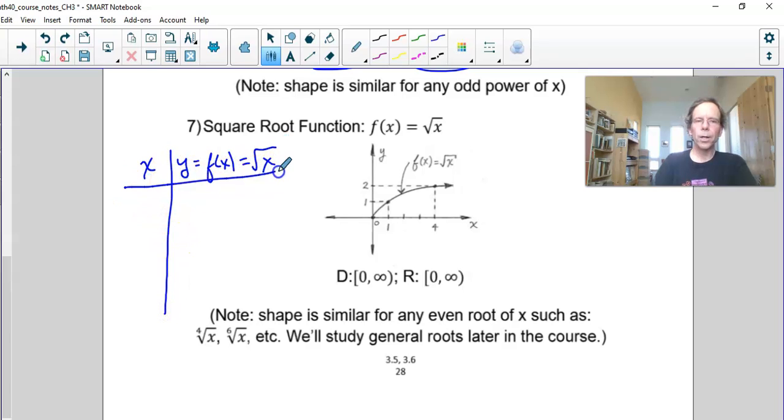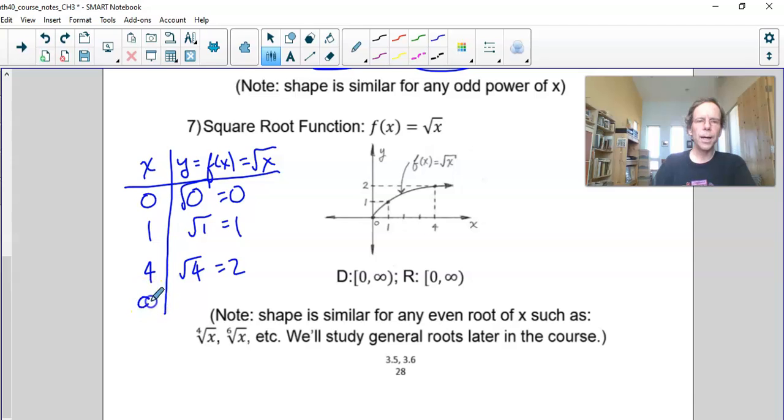And we know that we can't take the square root of a negative number, so I'm going to just start at 0. And I'm going to think about, just for the moment, values that you can get that are perfect squares, like 1. The square root of 1 is 1, because 1 squared is 1. How about 4? The square root of 4 is 2, because 2 squared is 4. Of course, the square root of 0 is 0.